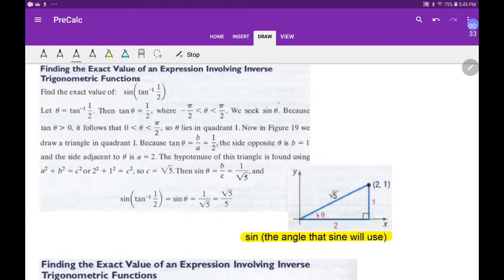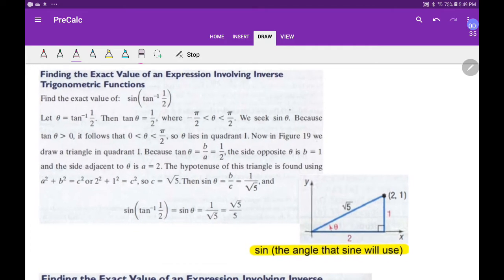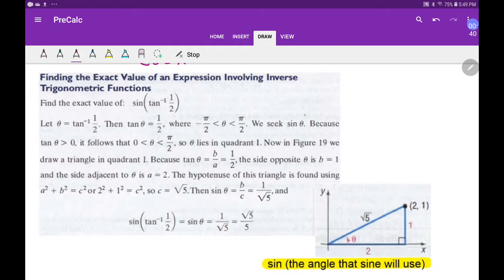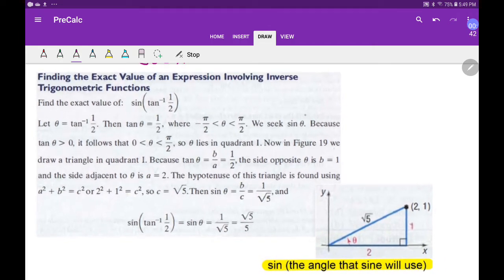Okay, so finding the exact value of an expression involving inverse trigonometric functions. Find the exact value of sine of this angle, right? This angle, because it's tangent minus 1. So whatever that is, it's an angle. This thing inside here, that's an angle. And it's this angle down here, right? Because, take a look with me. The opposite is 1. Well, there's 1. And the adjacent is 2. Oh, yeah, there's 2. Okay, so that's the angle right there.